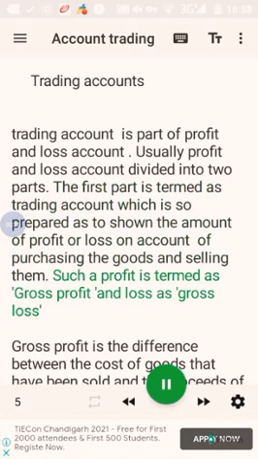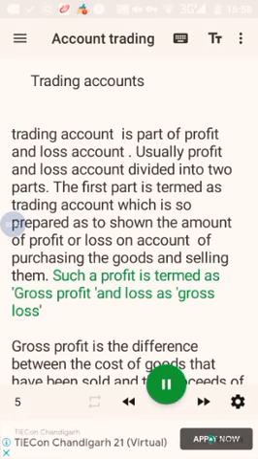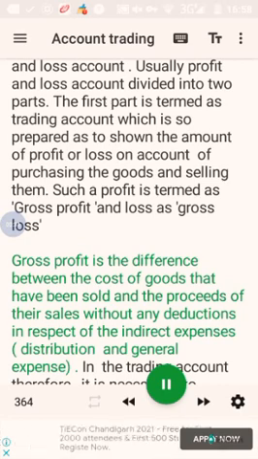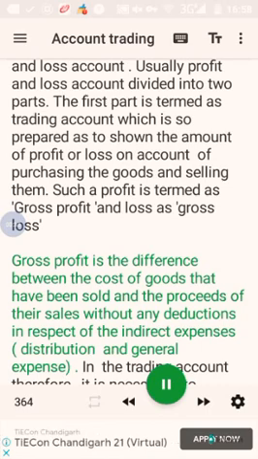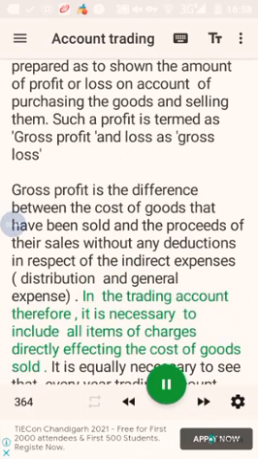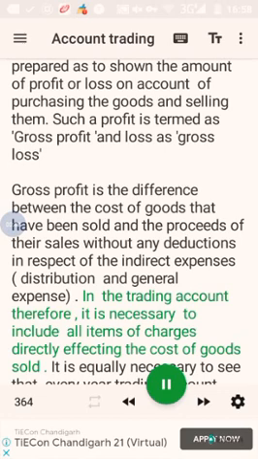Such a profit is termed as gross profit and loss as gross loss. Gross profit is the difference between the cost of goods that have been sold and the proceeds of their sales, without any deductions in respect of the indirect expenses, distribution and general expense. In the trading account, therefore, it is necessary to include all items of charges directly affecting the cost of goods sold.